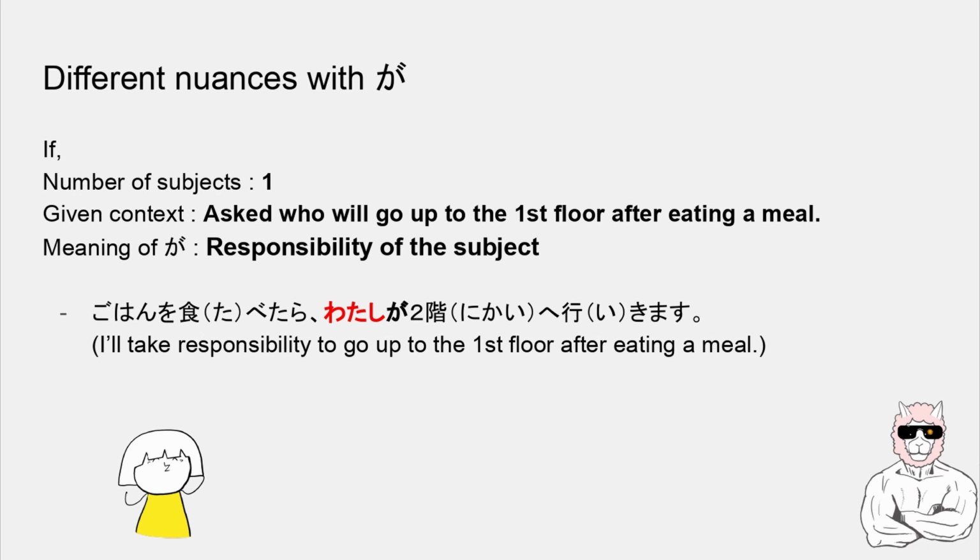And the last sentence, if the number of the subject is 1 and the given context is like I was asked who will go up to the first floor after eating a meal, and the meaning of ga is responsibility of the subject. The sentence ご飯を食べたら私が2階へ行きます has the nuance as I take responsibility for going up to the first floor after eating a meal.